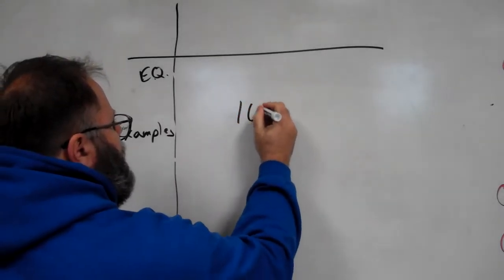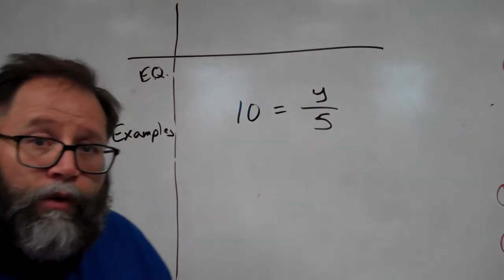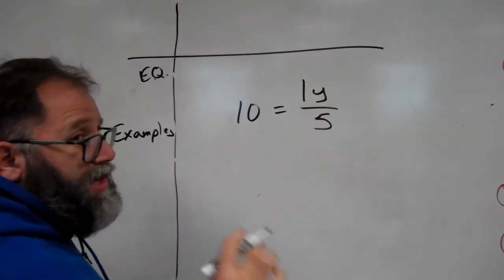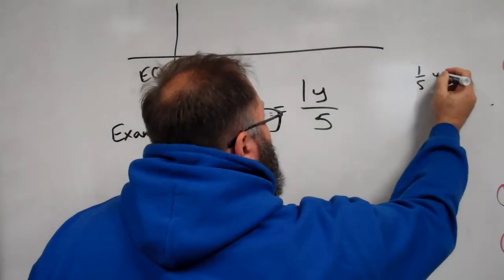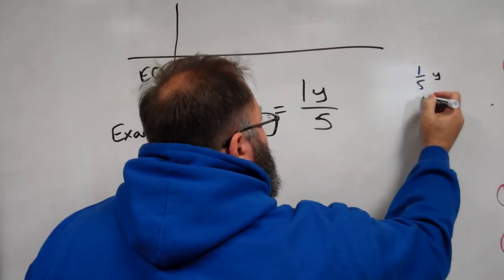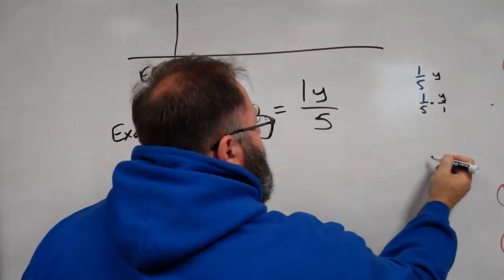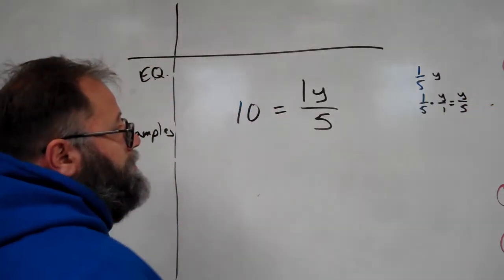This one's easy. So it's 10 equals y over 5. What's the coefficient of y? It's 1. And just on the side here, let me show this over here. 1/5 y is the same as 1/5 times y over 1, which means we can write that as y over 5. That's how this is.